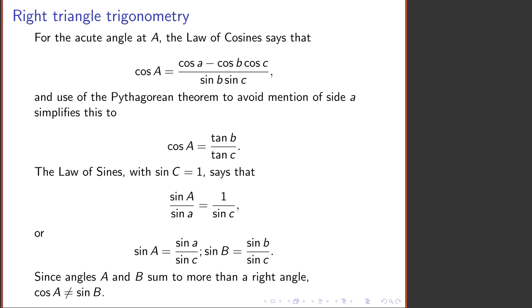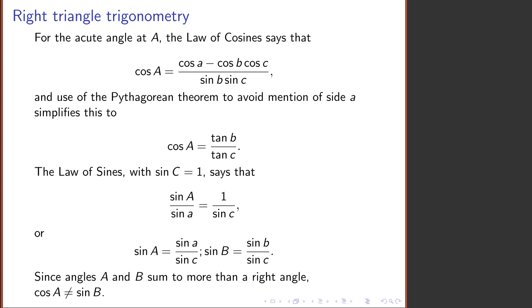And you say, this looks pretty good to me because for small side lengths B and C, the tangent of the side length is roughly equal to the side length. So the cosine of angle A is approximately the length of the side adjacent over the length of the hypotenuse. If I take the law of sines and set the sine of capital C equal to 1, because capital C is a right angle, again, I get the sine of capital A is equal to the sine of side A over the sine of side C, and for a small triangle, that's just A over C, side opposite over hypotenuse.